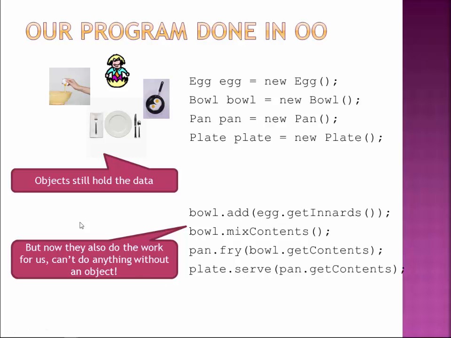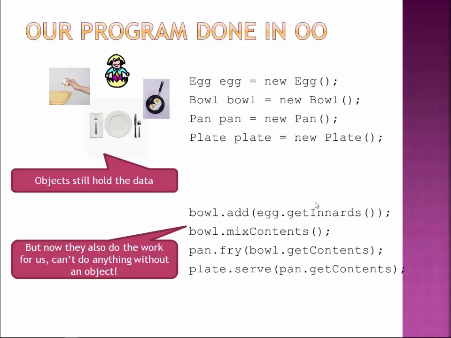So here, instead of randomly saying mix contents in a bowl, I go to the bowl and I add in an ingredient. And where do I get the ingredient from? I go to the egg. Instead of having some outside external crack egg method, I go to the egg and I ask the egg, hey, crack yourself and give me your innards.